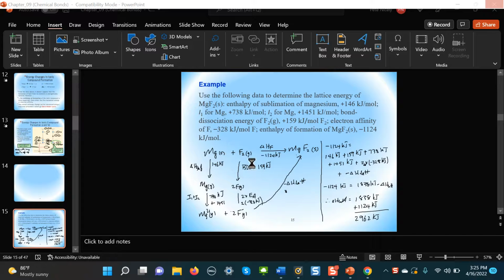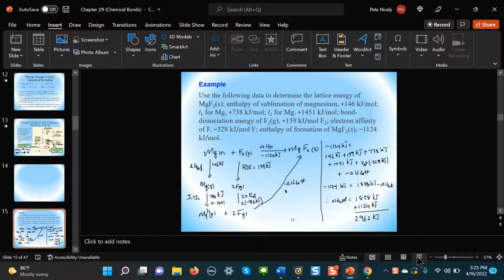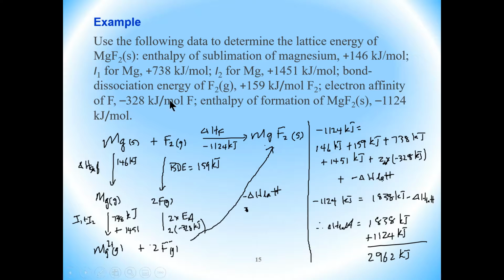Let's look at this example. This question is asking for us to determine the lattice energy for magnesium fluoride based on the data that is provided up here, right? So they give us different enthalpy data for different things about the two elements, magnesium and fluorine. And the question is asking for us to calculate the lattice energy based on that data.